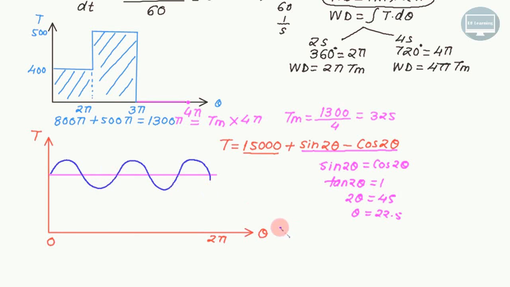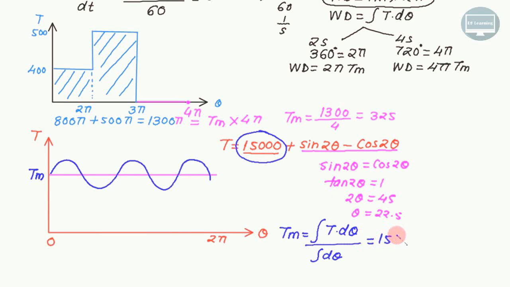So in this case, if you want to find out Tm, your answer is very straightforward. This is the same as Tm. There is no point in going by the equation, integral of T d theta divided by integral of d theta. The meaning of this one is mean torque, and the meaning of this figure is that your torque is fluctuating about Tm. So your torque is fluctuating about 15,000. So without solving, you can write this answer equals what? 15,000. And you can save your valuable time.